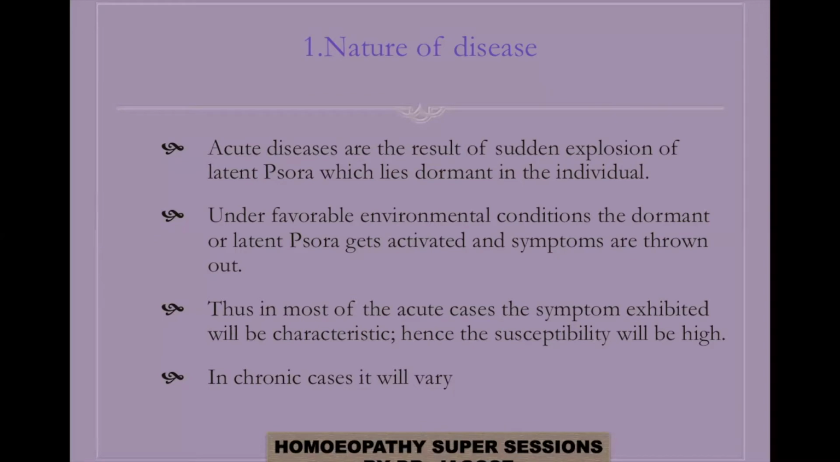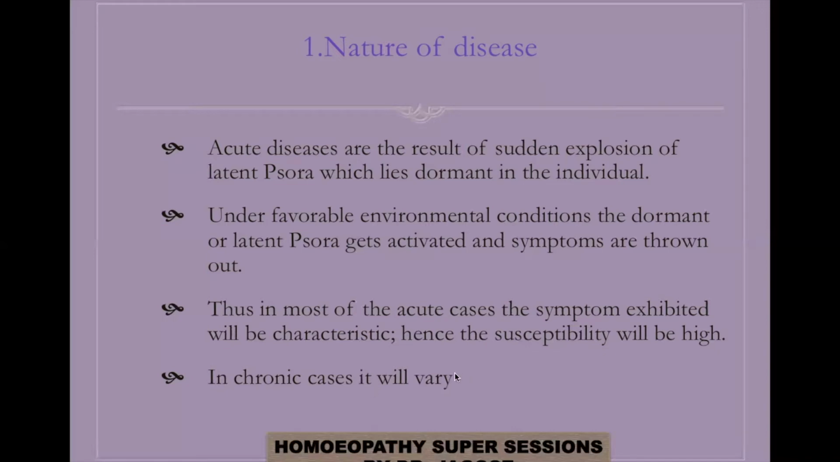Thus, in most of the acute cases, the symptoms exhibited will be characteristic. Hence, we come to a conclusion that the susceptibility will be high. So therefore, in an acute case, since the onset is sudden, since there is a sudden outburst of latent psora, naturally you will get characteristic symptoms. Therefore, we say susceptibility will be high. Whereas in a chronic case, well, it will vary. It depends on many factors.